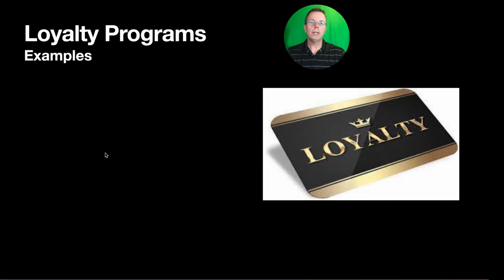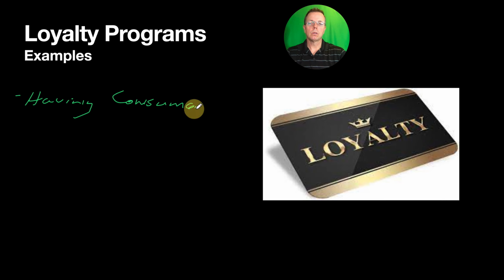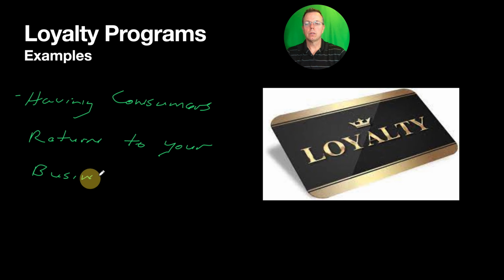Loyalty programs. What is a loyalty program? What do you think a loyalty program is? Well, if you said having consumers return to your business, right, to purchase either product, service, right? You'd be right. And they do that many different ways, right?